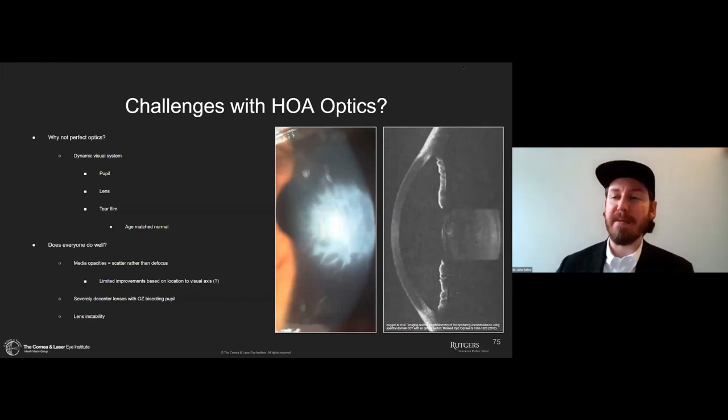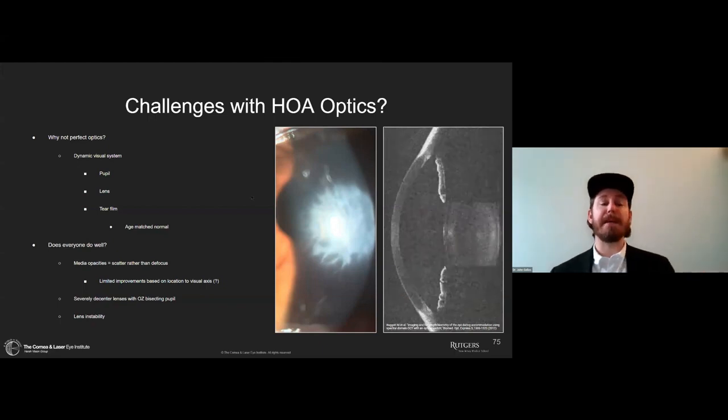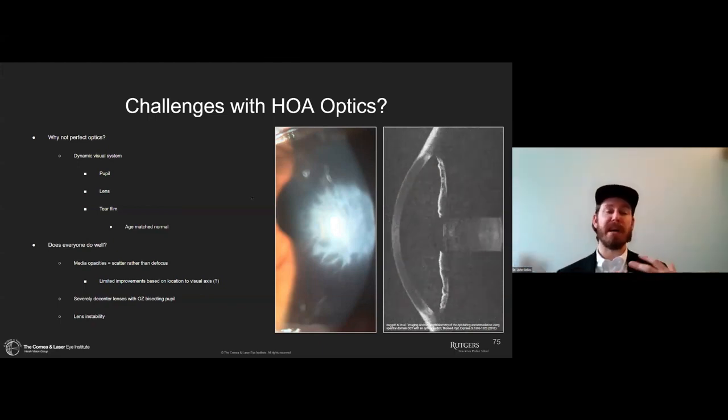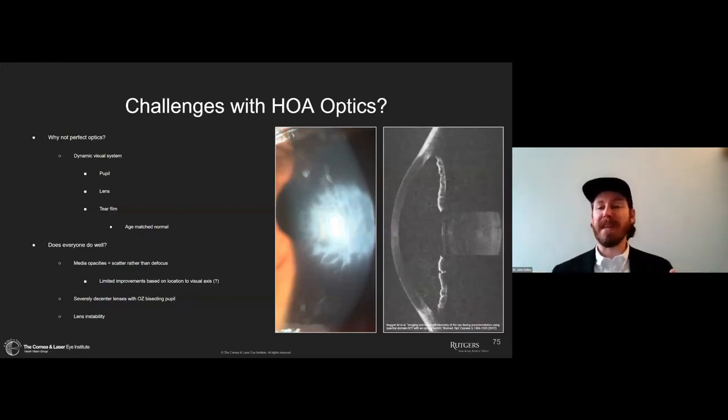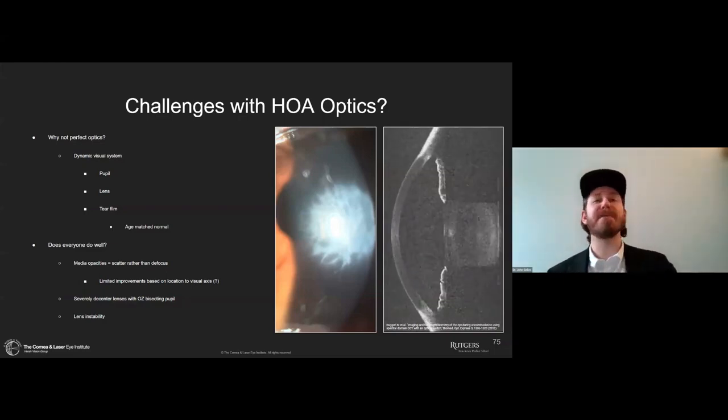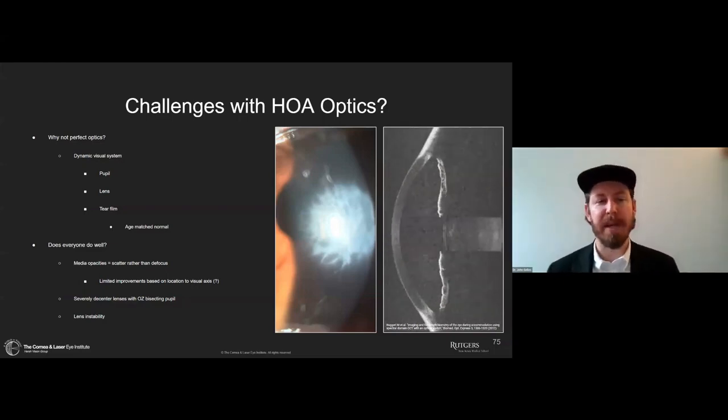Well, it's a dynamic visual system, right? We know that the pupil is going to change size, the lens is going to change shape. We know that the tear film is going to change from blink to blink. Well, that's why these optics are not going to be perfect. That's why we're not knocking out 100% of the higher order aberrations, right?